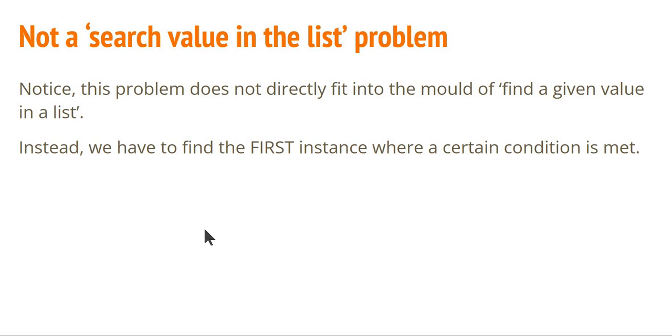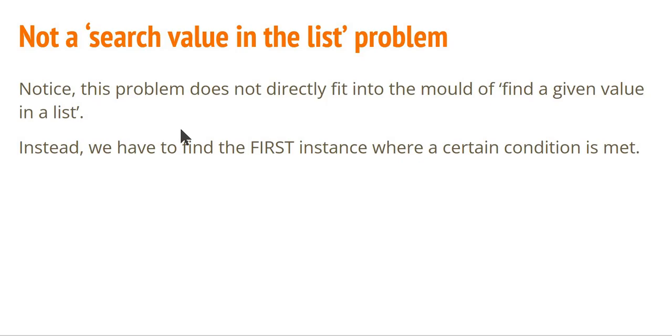Having understood the problem statement for the flight path problem, let's analyze how we can go about solving it. The first observation that I want to make is that this is not a problem that directly fits into the mold of find a given value in a list. That was a search problem. We have a list and want to find a particular value in there. This is not the same problem.